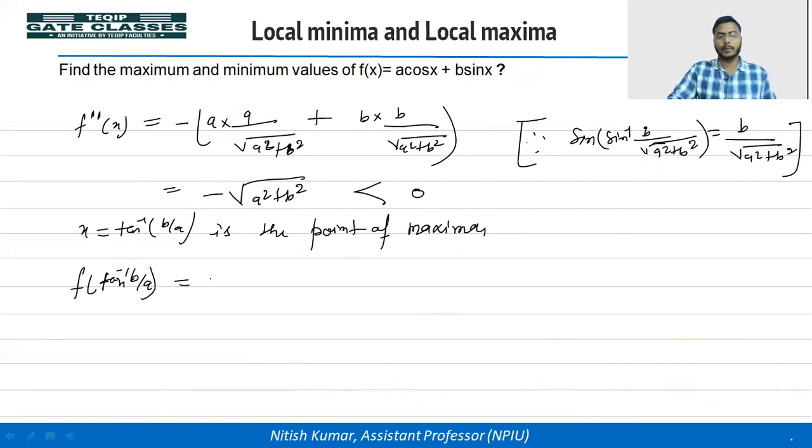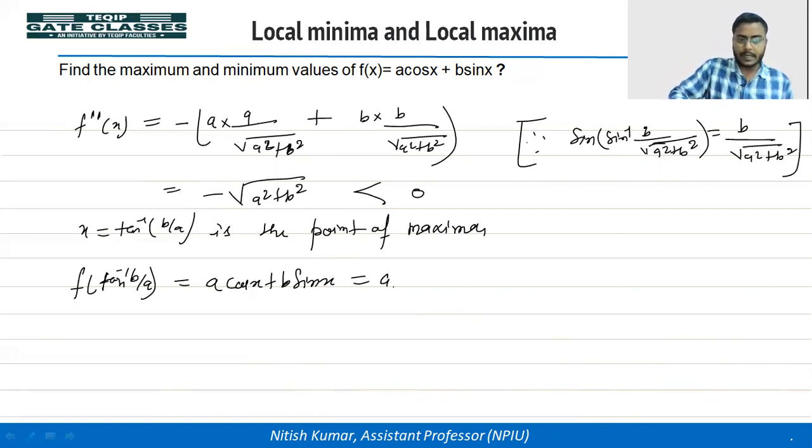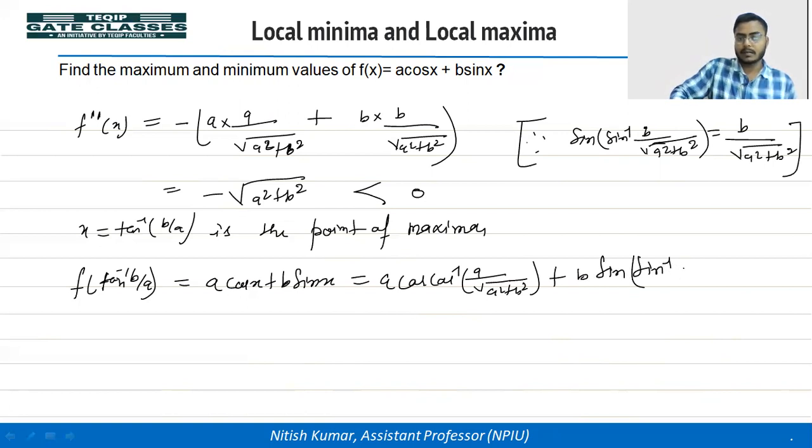Put the value of x as tan inverse b by a. So what was the functional value? a cos x plus b sin x. Tan inverse we can write in terms of cos inverse also or sin inverse also. So a we can write cos inverse a divided by root under a square plus b square, plus b into sin inverse of b divided by root under a square plus b square. Okay.